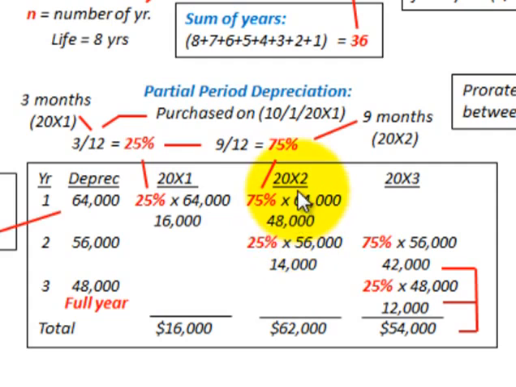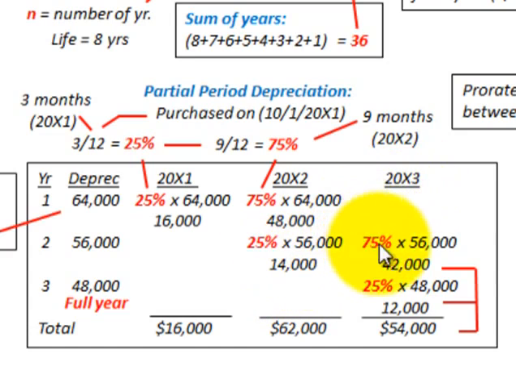Now the same pattern goes between 20x2 and 20x3, when we're stepping from October 1st 20x2 to October 1st 20x3. So our full year's depreciation based on our beginning of the year and our first day fiscal period was $56,000. So again, just taking 25% of the $56,000 at 20x2 gives us $14,000.